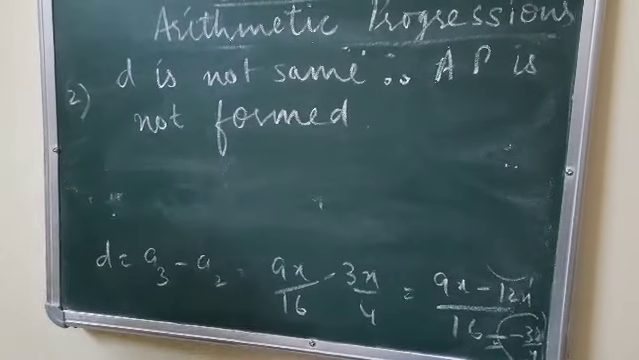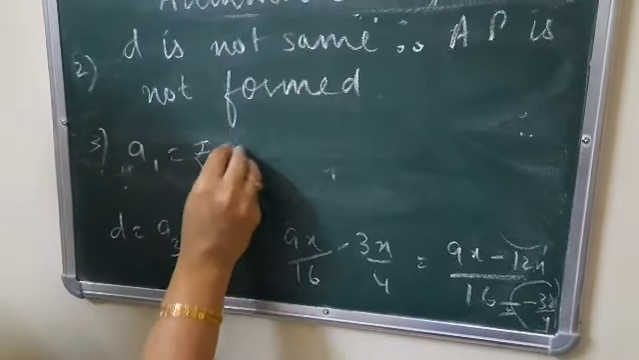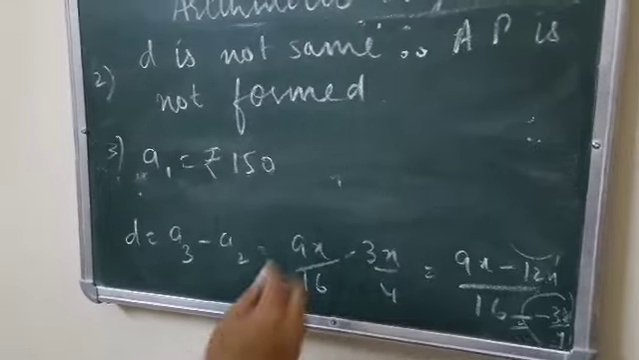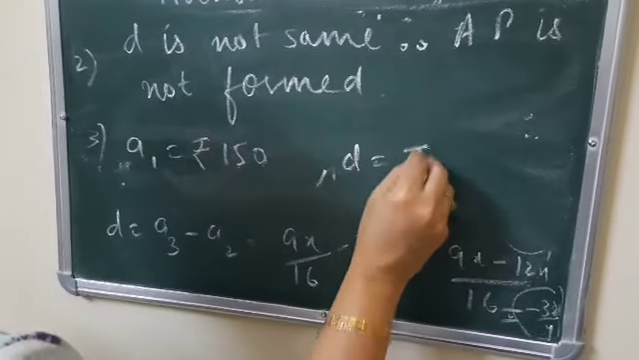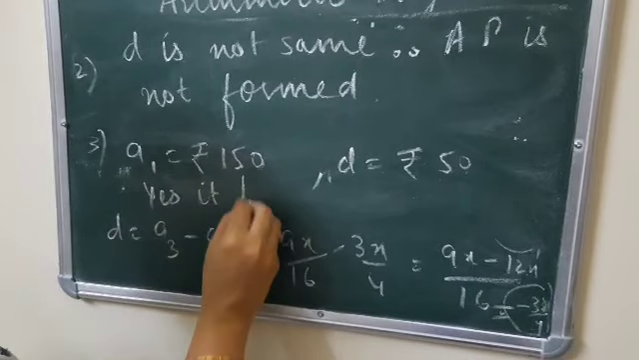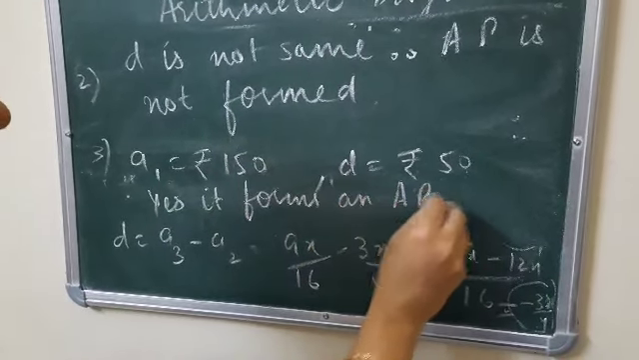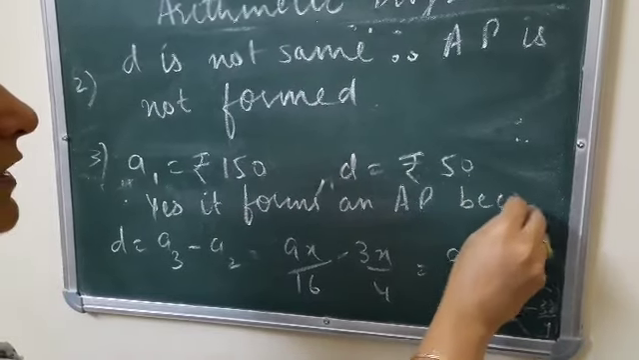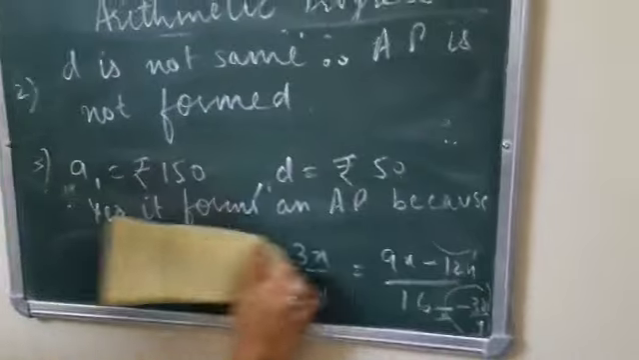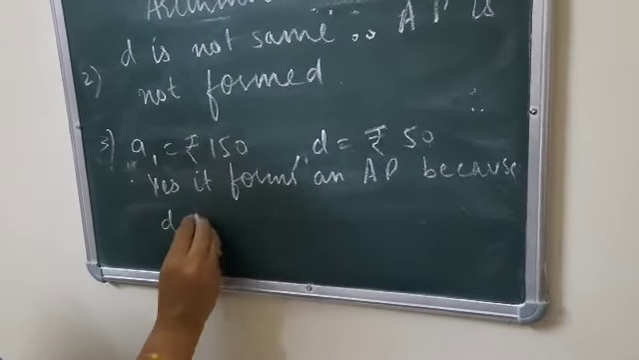So, for third part, we'll just write A1 is rupees 150 and for each subsequent meter, it is increasing by 50 rupees. That means D is rupees 50. So, yes, it forms an AP, because D is given to you and D is same.